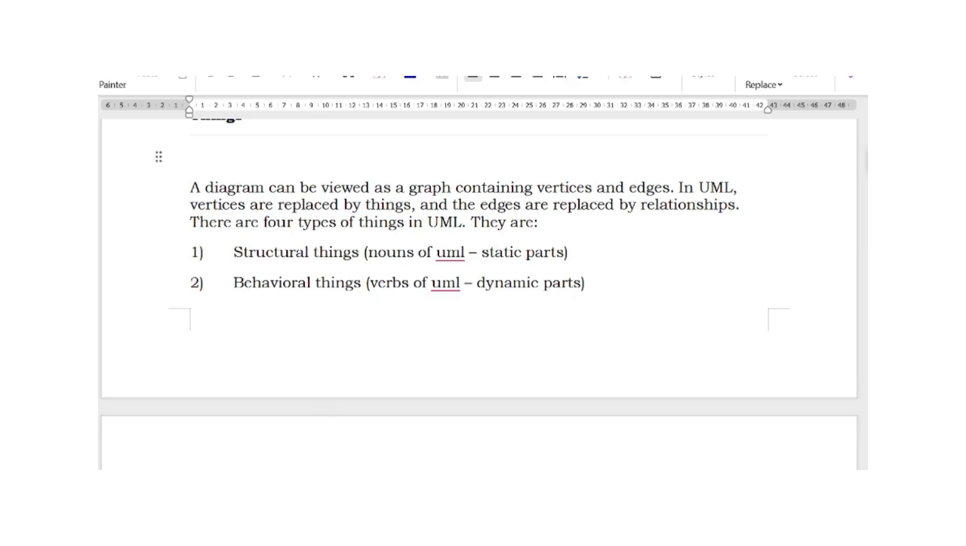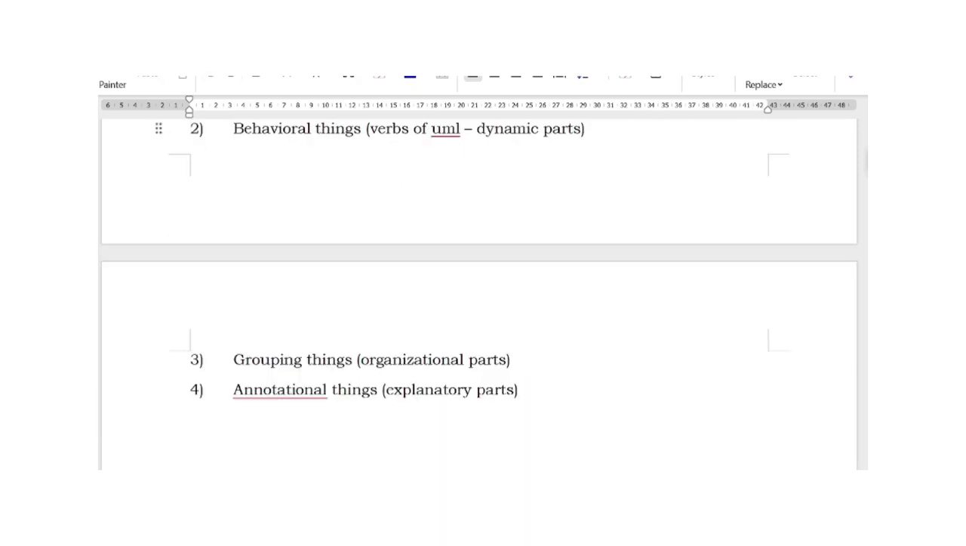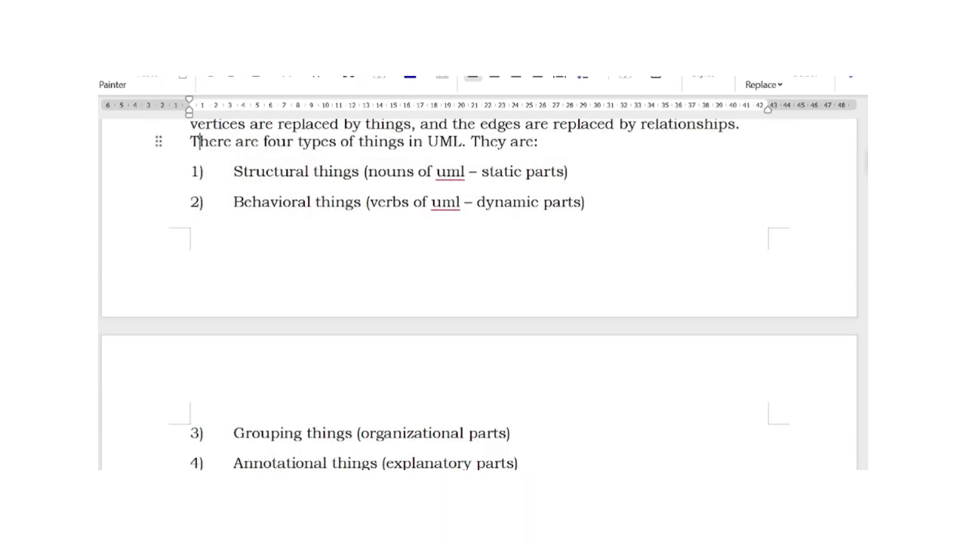things are divided into four types. Those are called structural things, behavioral things, grouping things and annotational things. Structural things are also known as the nouns of UML, that is the static part. Behavioral things are known as the verbs of UML, that is the dynamic part. Grouping things are nothing but organizational parts, that is the organizational type of things, and annotational things are nothing but explanatory parts.